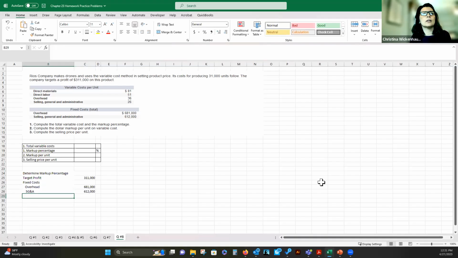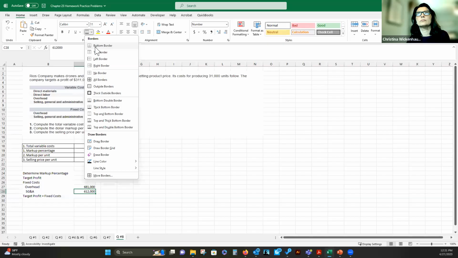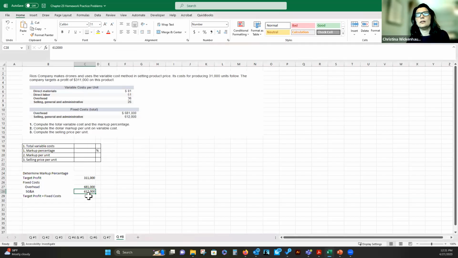So our target profit plus our fixed costs, because we want to be able to cover those. We're just going to add all of those together. So I'm just going to make a line here. I'm going to hit equals this plus this plus this. All right, so our target is there.